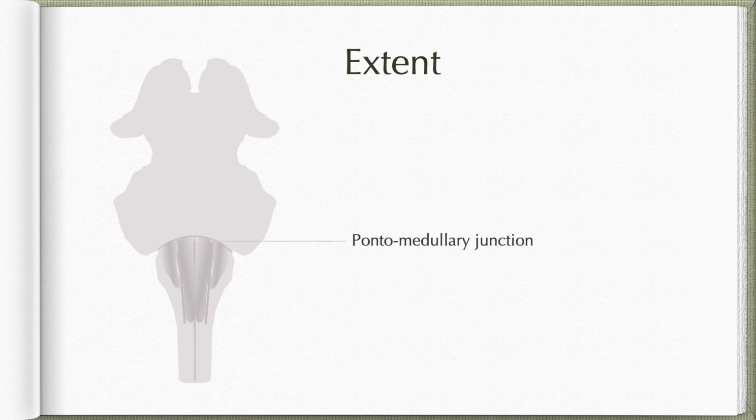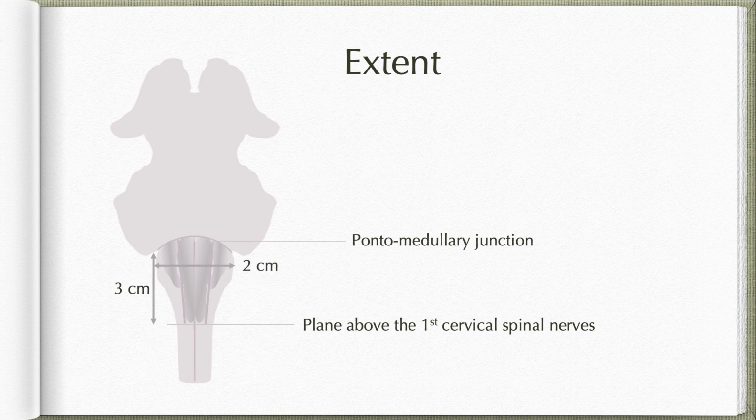It extends from the lower pontine margin, otherwise known as pontomedullary junction. Medulla is the only part of the brain that exits out of the skull by passing through the foramen magnum, and it ends at a plane that passes just above the exit of first pair of cervical spinal nerves. Now this plane corresponds to the level of upper border of arch of atlas posteriorly and center of the dens anteriorly. It's about 3 centimeters long, and at its widest it has a diameter of about 2 centimeters.